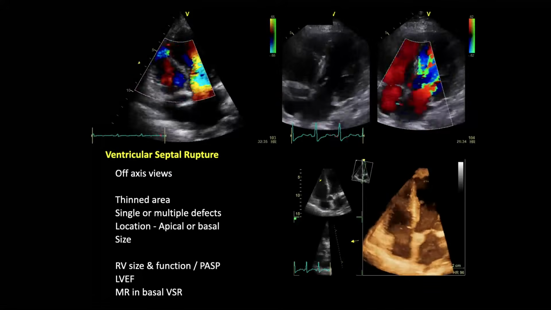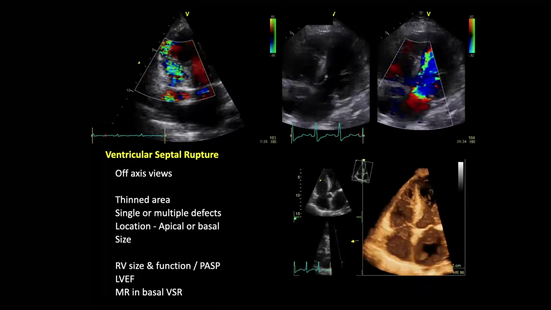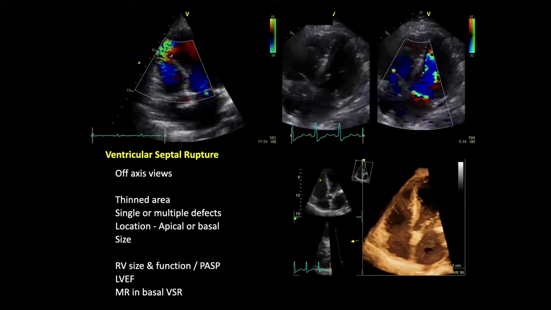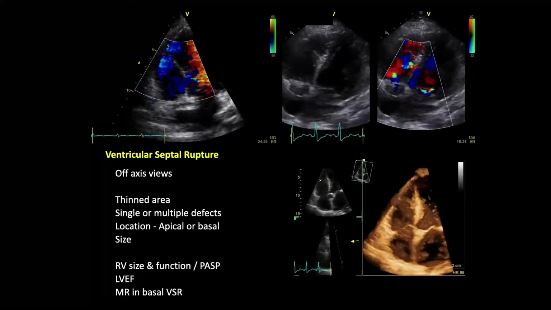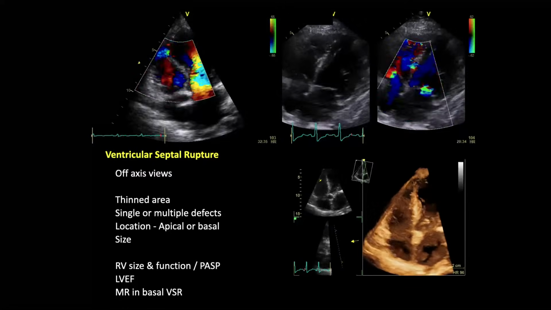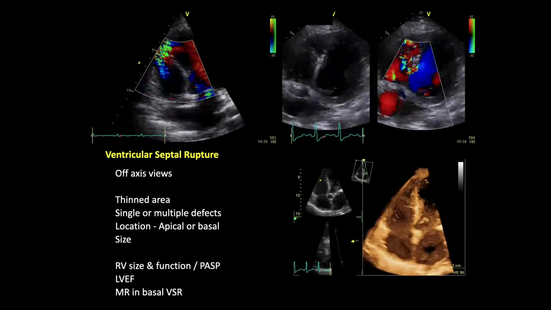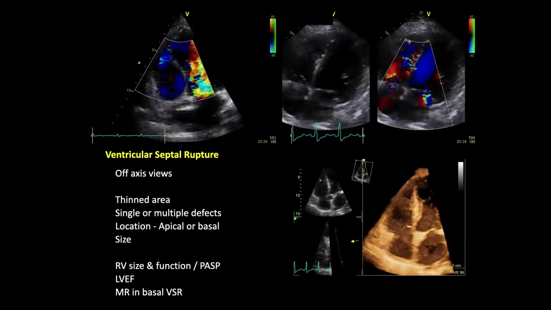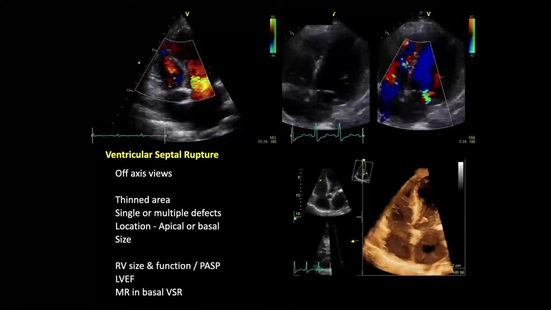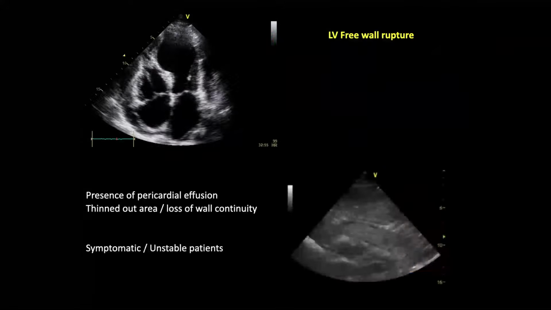And for this, you have to go a little off axis. Not all ventricular septal ruptures are seen very nicely with good views. So go a little off axis and try to pick up these ventricular septal ruptures. Also look at the RV size and function, and especially in the basal VSR, look at the MR also. That has an important role in management.